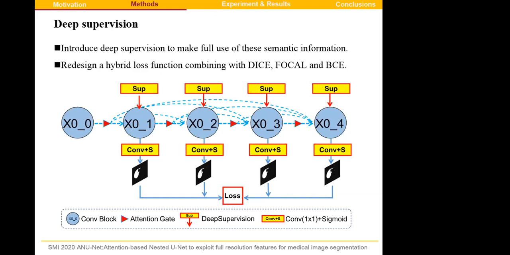In order to make full use of this semantic information, we decided to introduce deep supervision to ANUnet. We add one-by-one convolution layers and the sigmoid activation function after every output block in the first layer. Then our work connects these layers directly to the final calculation of loss and the backpropagation of error. Besides, we redesign a hybrid loss function combined with soft dice loss, focal loss, and binary cross entropy loss.